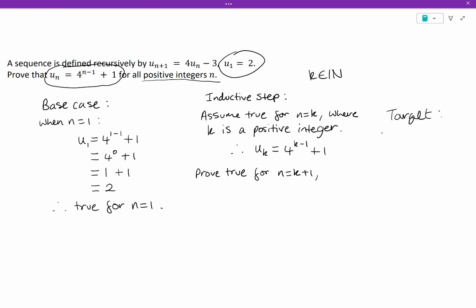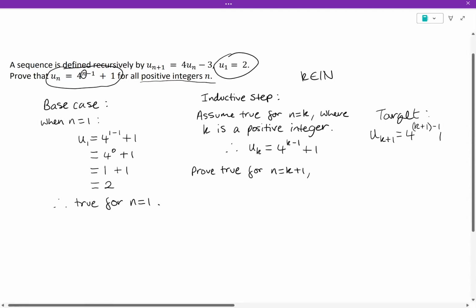So I would have u_{k+1} is equal to 4, and I'm going to replace this n here with a k plus 1. So I'm just going to put it in brackets. And then we've got the subtract 1 in the power, and then we've got the plus 1 outside of our exponential term like that. So that is the statement I'm aiming for. That is what I should end up with on the page.